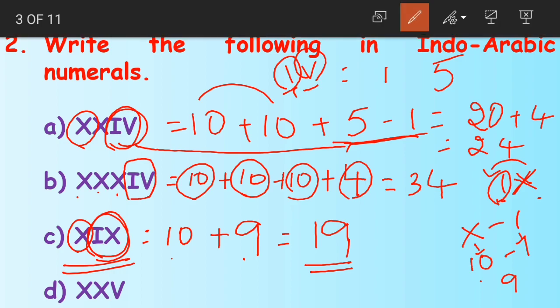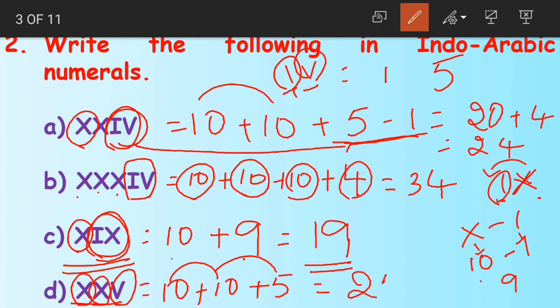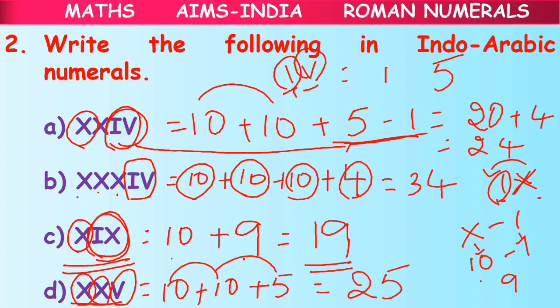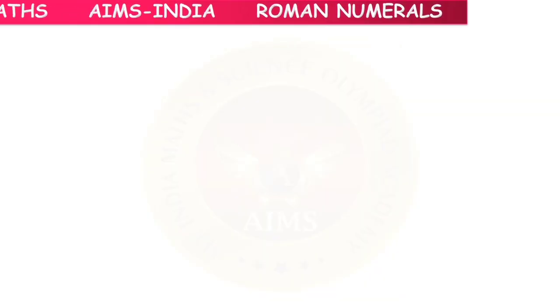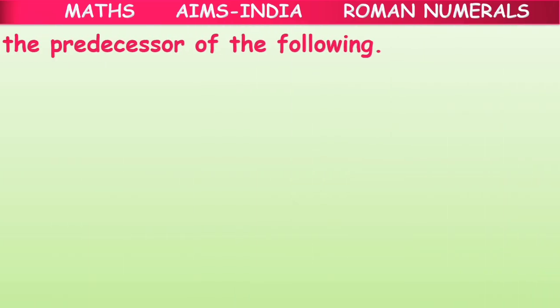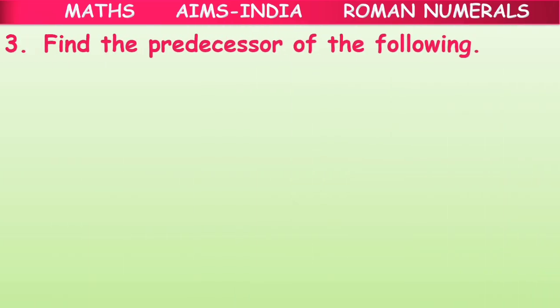The last one is XXV. This is very simple. First X, 10, then again X we have 10, then we have V, which is equals to 5. 10 plus 10 20, 20 plus 5 25. Is this clear, children? These were the simple Roman to Indo-Arabic.